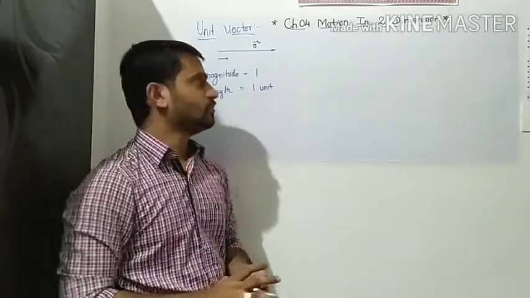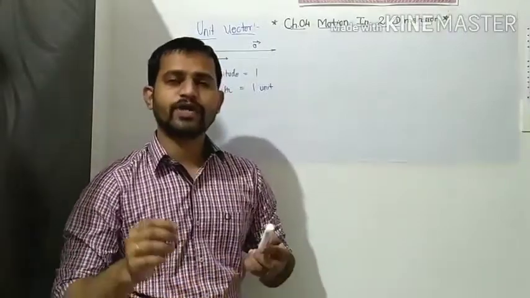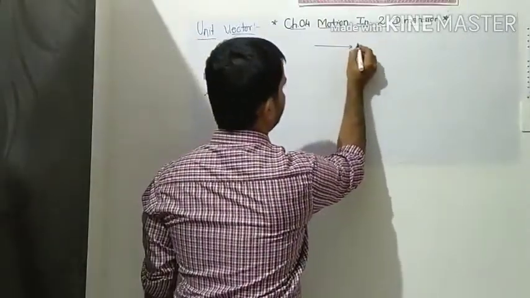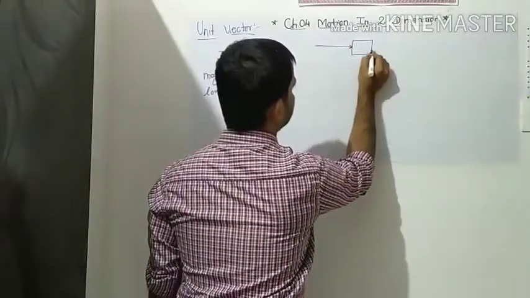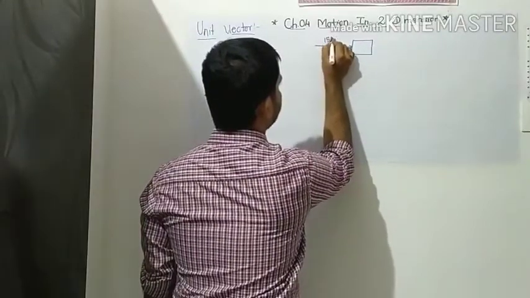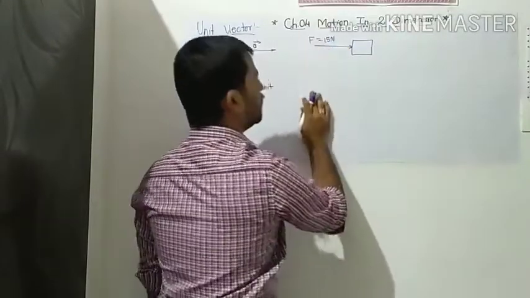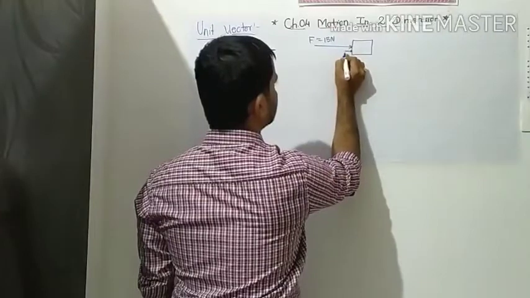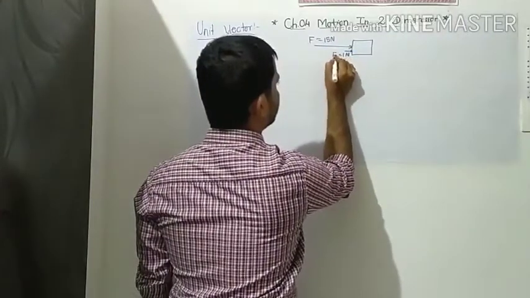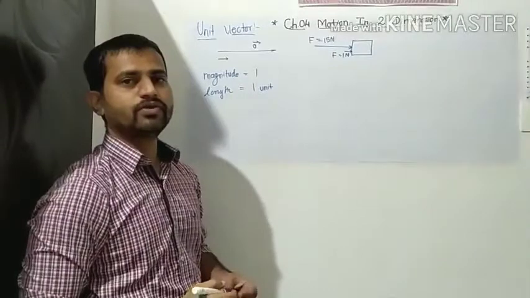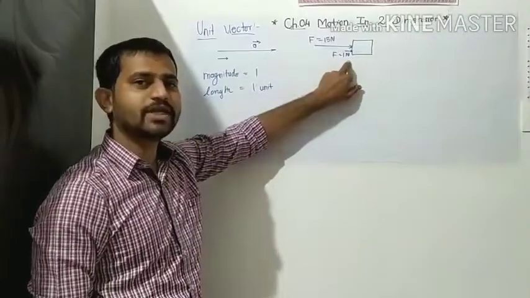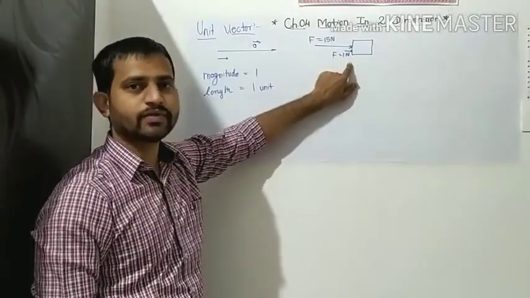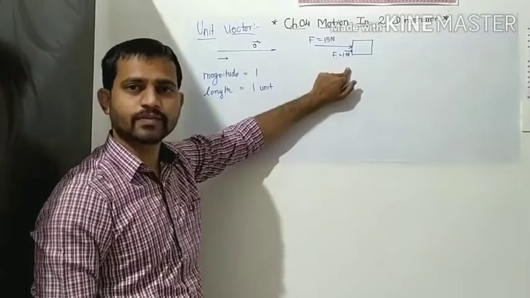Suppose we have to apply a force of 15 Newton on any one object, on this box. The force is 15 Newton. Then in the same direction, if we apply a force of 1 Newton, then we come to know that this force is in the same direction as the previous force, and it has the magnitude of 1 unit. What is the unit here? It is the Newton.